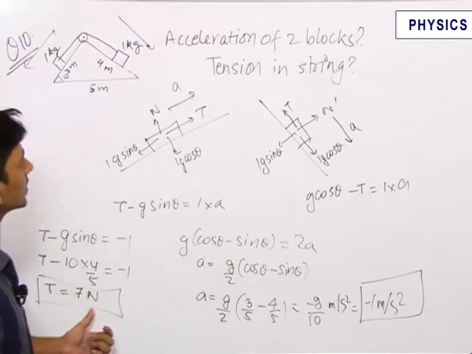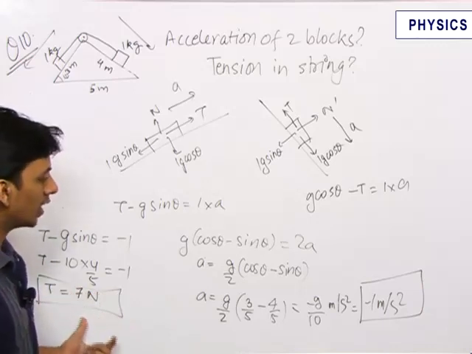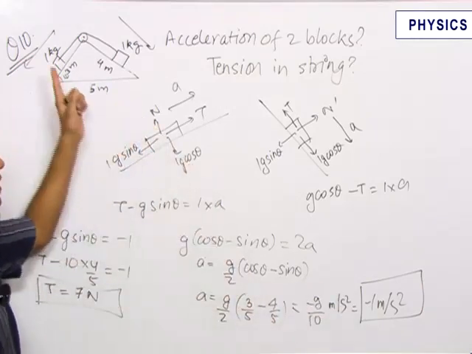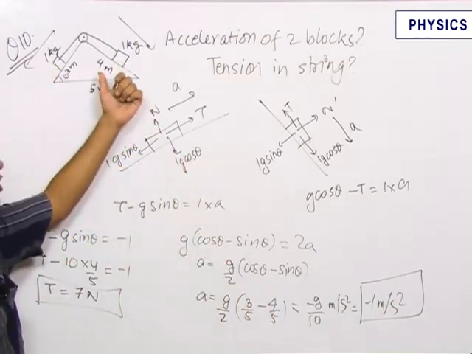So the final answer is the tension in the string is 7 newtons, whereas the acceleration of the two blocks is 1 meters per second square. This block is moving downwards, this block is moving upwards.